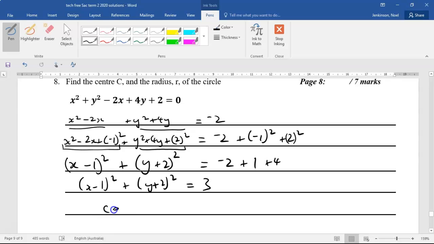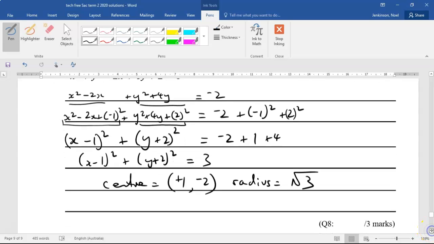The centre, we can now read from that form, is opposite to the sign of the bracket, +1, opposite to the sign of the bracket, -2, and the radius will equal the square root of that number, 3.